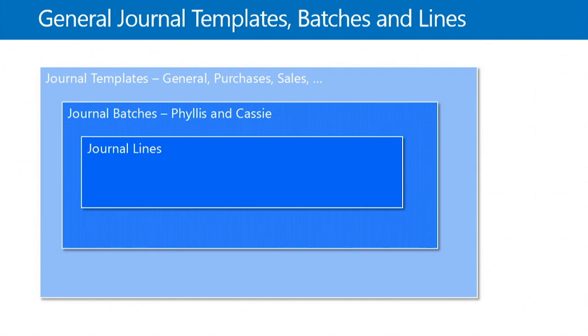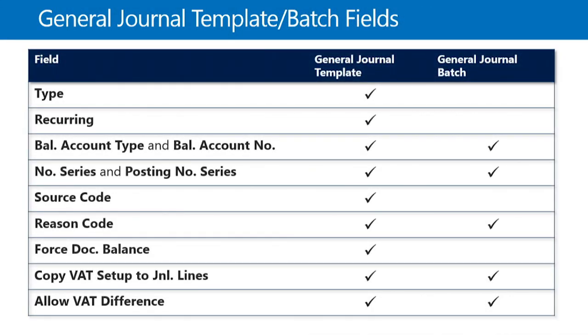Now, because journal batches are created from journal templates, they inherit most of the fields and the values of the journal template. So here you can see an overview. So I can see all the different fields of the journal template, like type, recurring, balancing account, and so on. And here you can see the fields that we have on the journal batch. So we have balancing account type, the number series that you can see, there's the reason code, and so on.